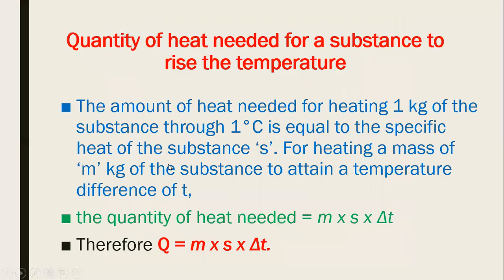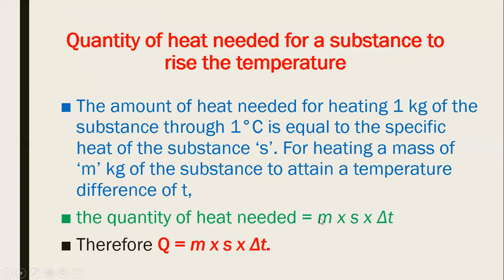Okay. The next term you have to discuss is the quantity of heat needed for a substance to raise the temperature. So what is the heat needed for a substance to raise the temperature? This definition you already studied. The amount of heat needed for heating 1 kilogram of the substance through 1 degree Celsius is equal to the specific heat of the substance S. For heating mass of m kilogram of the substance to attain the temperature difference of T, the quantity of heat needed, this equation we need, Q, the quantity of heat needed is equal to m into S into delta T.